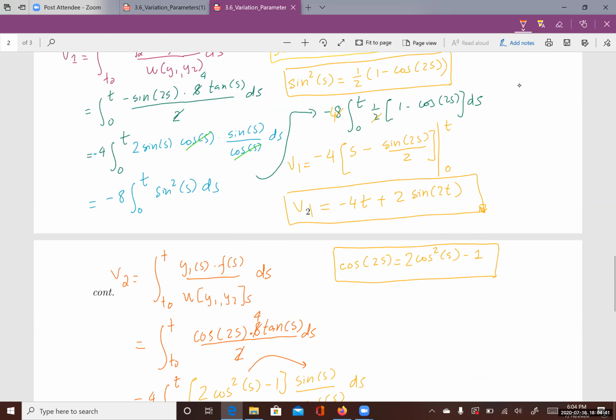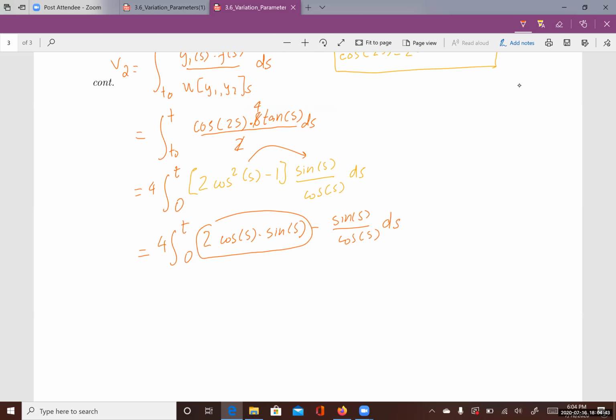Now, remember this is a trig identity, and it's actually just sine of 2s, and we want to convert it back to sine of 2s because it's easier to find the integral. So it's going to be 4, t0 to t, sine of 2s ds. I just split it into two, and this is tangent, or I just keep it that way because you can use substitution to find this integral.